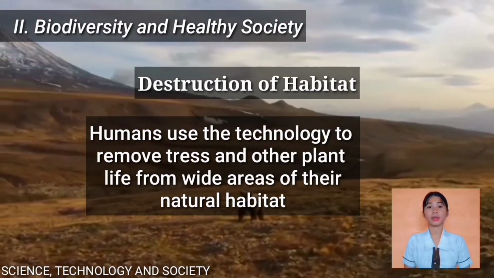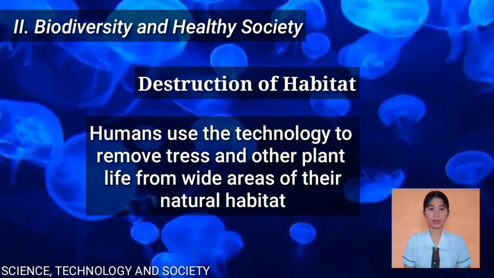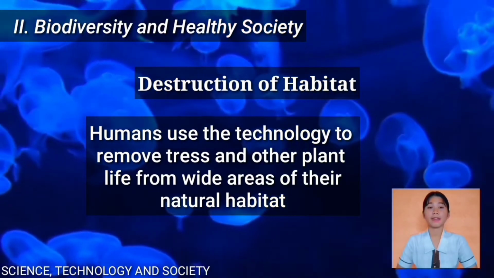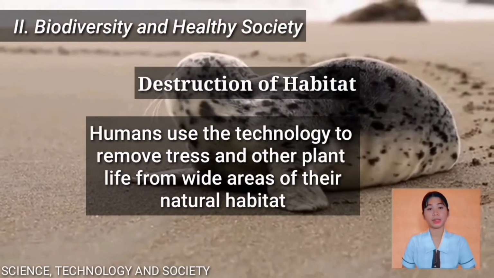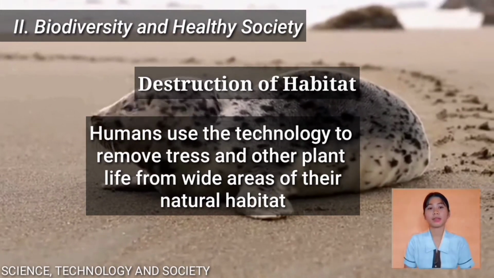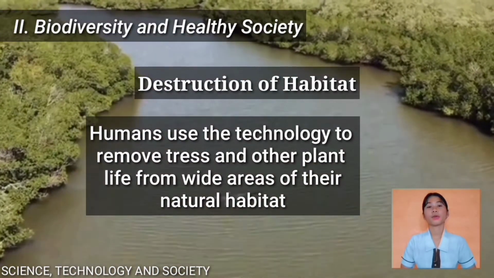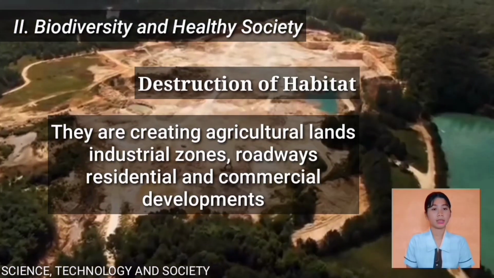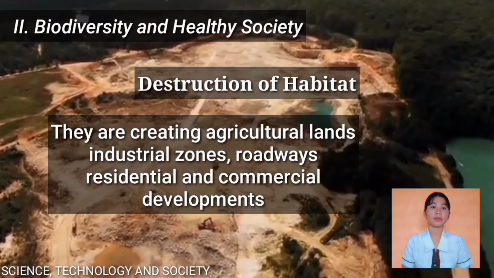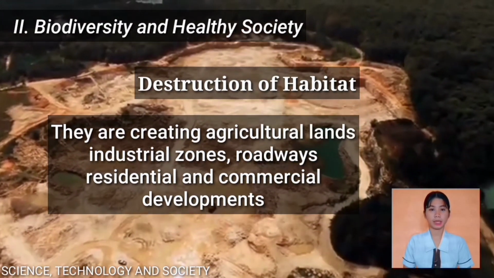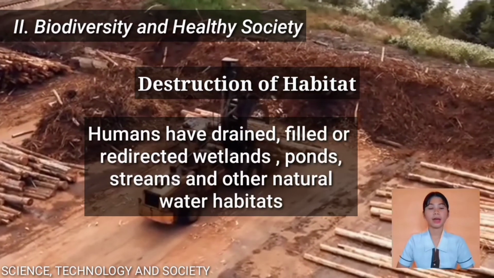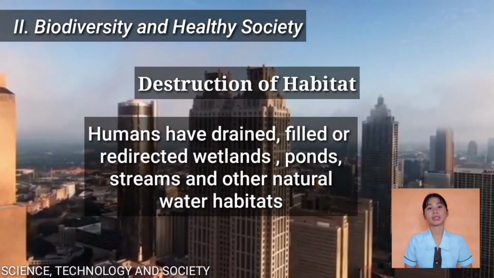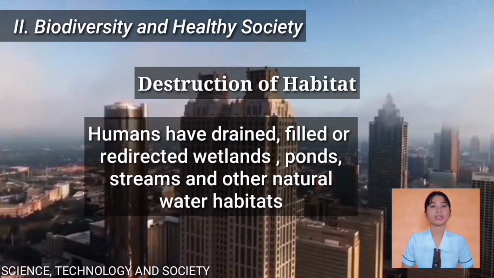Humans have more concern with technology and use it for everyday life. With this technology, it is used to remove trees and other plant life from wide areas of their natural habitat. This cutting of trees and other plants was for building industries such as roadways, residential and industrial zones, and commercial development for the people to be catered to. Humans have drained, filled, and redirected wetlands, ponds, and streams for the same purpose of building industrial infrastructure.